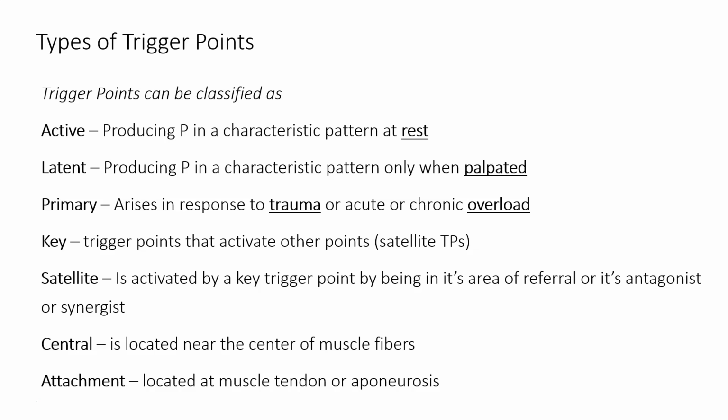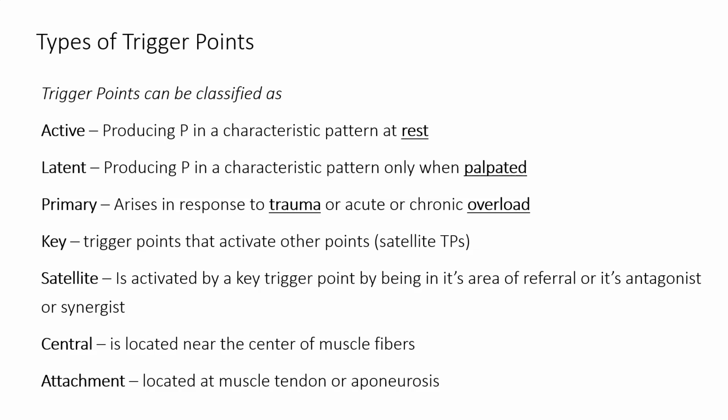A primary trigger point can arise in response to trauma or acute or chronic overload. So as a result of a muscle being overworked. A key trigger point is one that activates other trigger points. So this is the other thing that's rather interesting. When we look at key versus satellite, we can have a key trigger point that occurs, but it can start to affect other muscle tissue, which results in satellite trigger points occurring within the referral pattern.